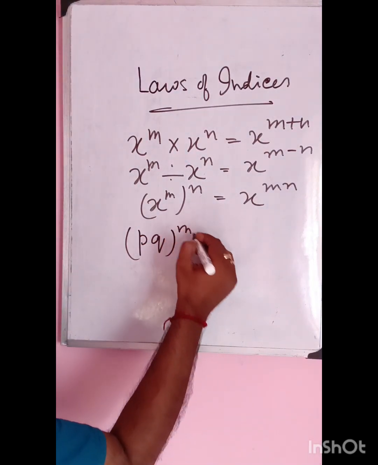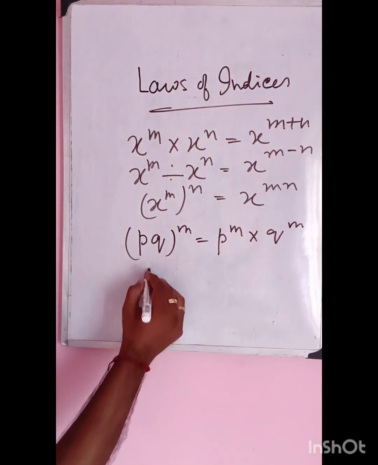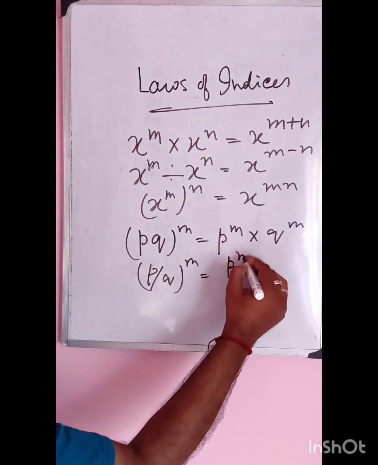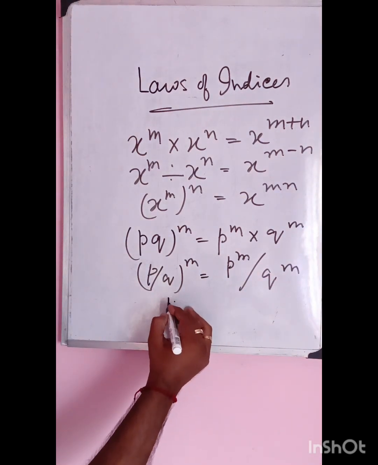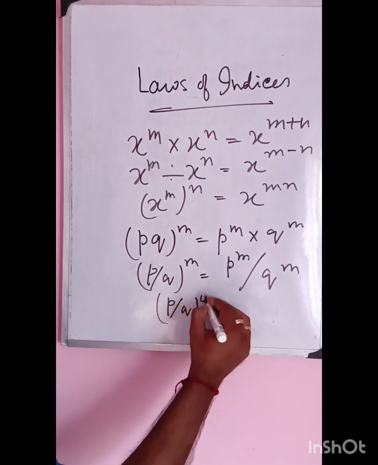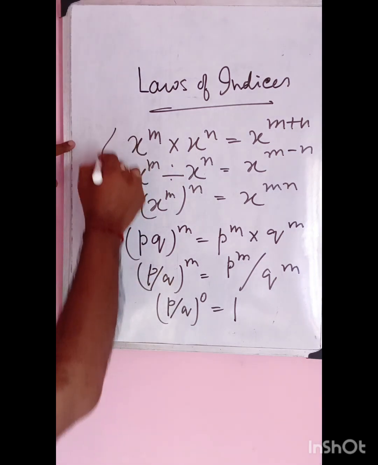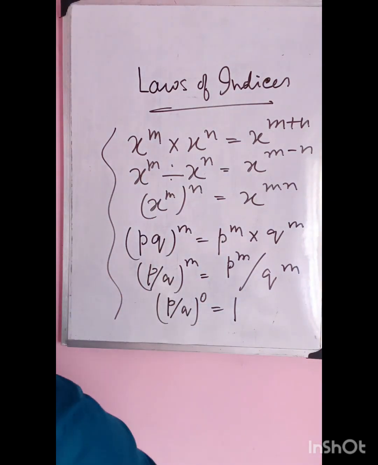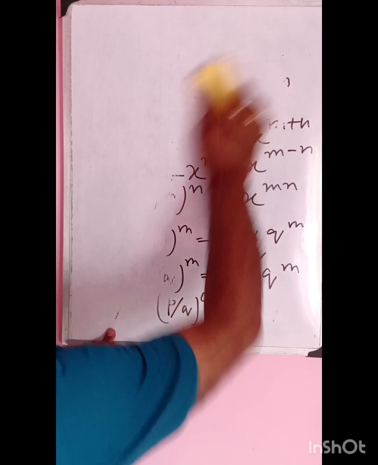(pq) to the power m equals p to the power m into q to the power m. (p by q) to the power m equals p to the power m by q to the power m, and (p by q) to the power 0 equals 1. These 6 laws were discussed in the previous class, and we solved some simple problems. This is your class number 2, so there must be some difficult problems.